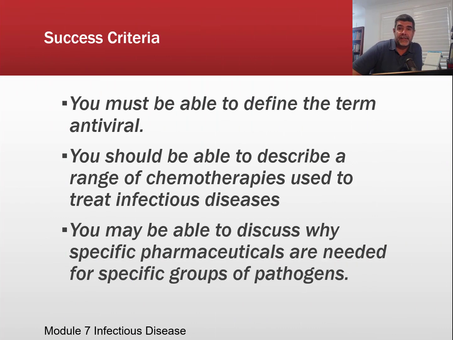To give yourself a scale of things that you need to be able to do, the first thing you must be able to do, obviously, is to define the term antiviral so we know what we're talking about. We'd like you to be able to describe a range of chemotherapies used to treat infectious diseases and to be able to discuss why specific pharmaceuticals are needed for specific groups of pathogens.